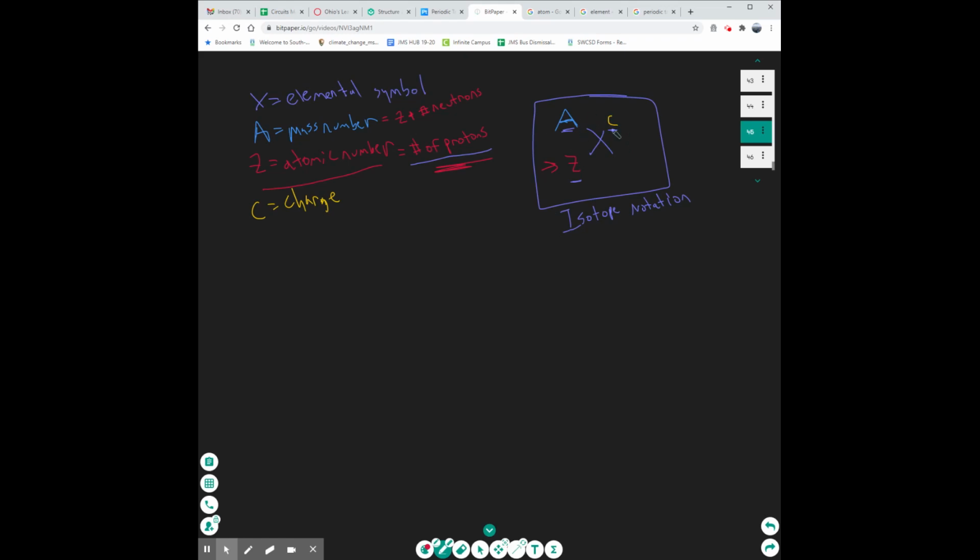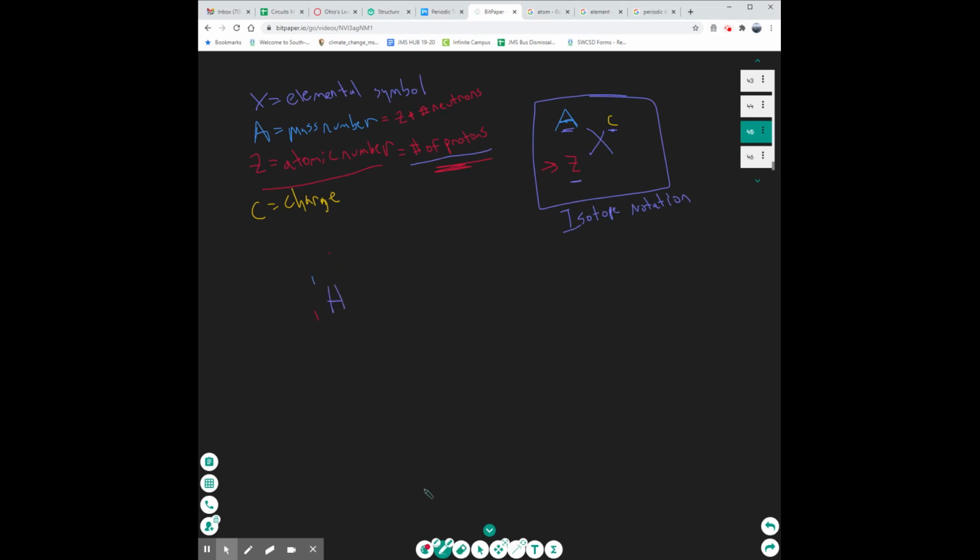And then C over here is the charge. A lot of things won't have a charge, but some things do. And when you do have a charge, it is indicated there with a number and then a plus or a minus sign. I'll show you that in a second. It'll make plenty of sense. All right. So let's get into a couple of examples here. Let me show you some really simple basics.